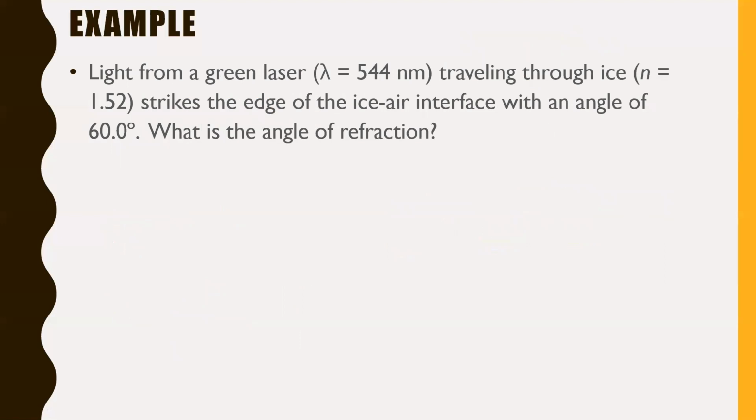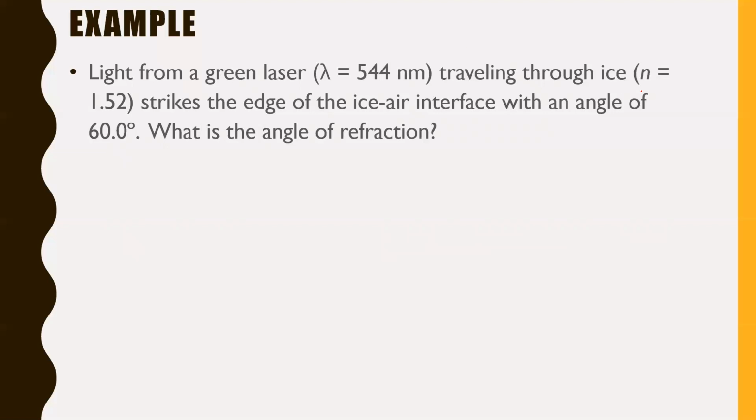This one actually will be a really good one to go over. Actually, I remember this one. So light from a green laser, the wavelength is 544 nanometers, traveling through ice, which is N equals 1.52, strikes the edge of the ice-air interface with an angle of 60 degrees. What is the angle of refraction? So it's traveling through ice, and then it's going to air.